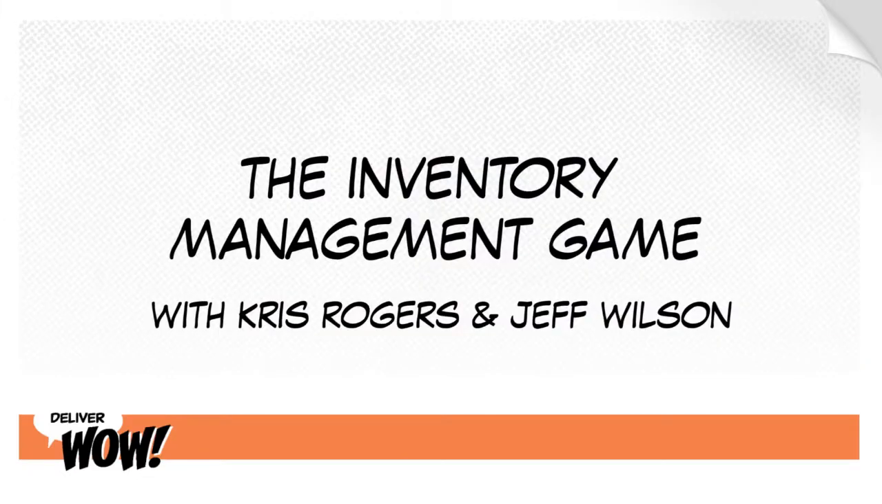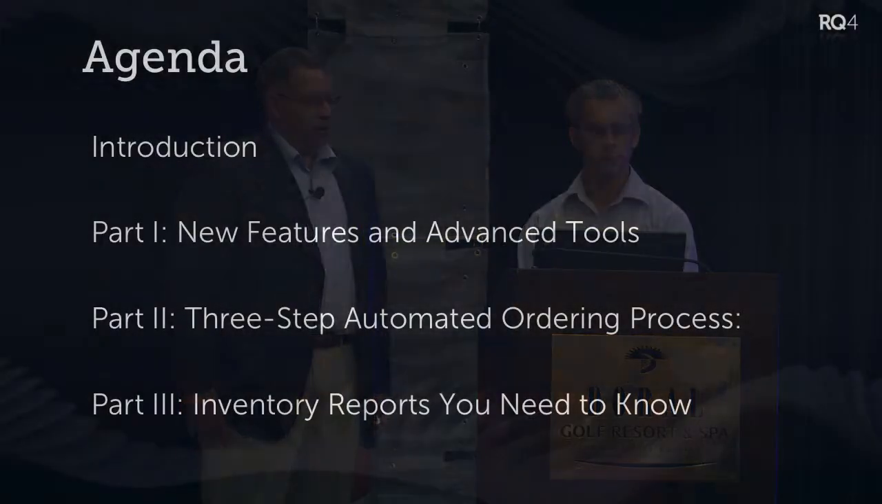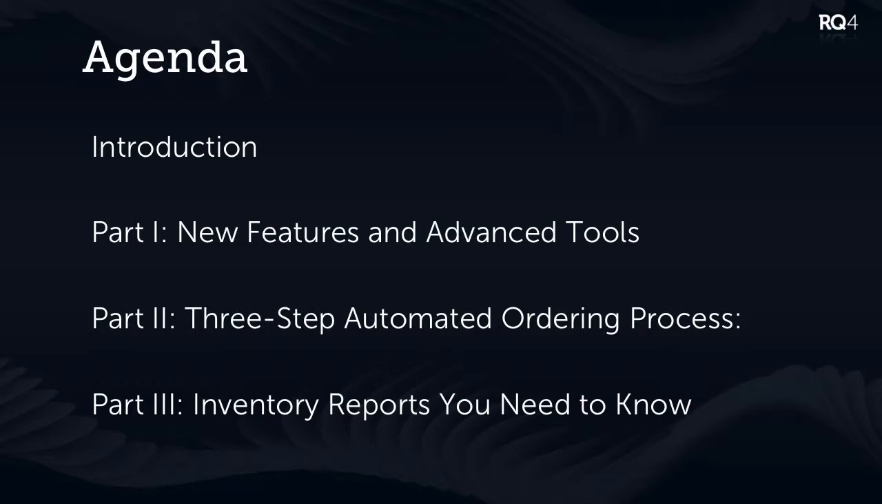For our agenda today, we're going to do a short introduction of some concepts that we found when we were researching. And then we're going to break it into 3 parts. Part 1, new features and advanced tools. Part 2 is a 3-step automated ordering process within the system.